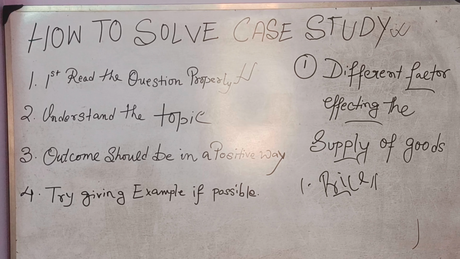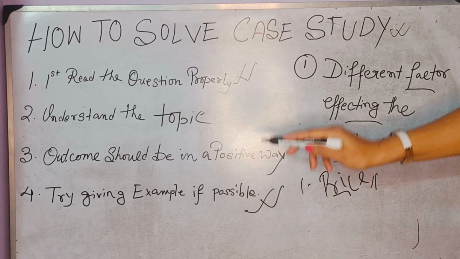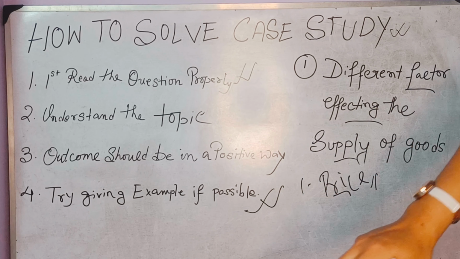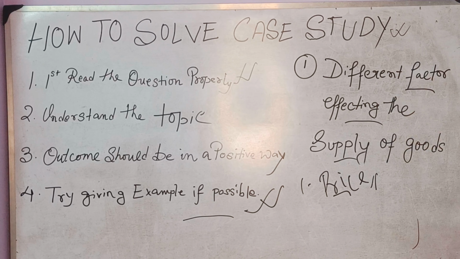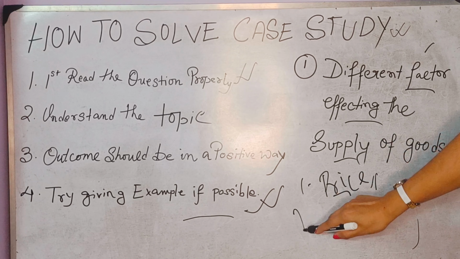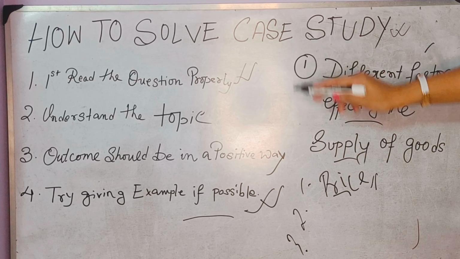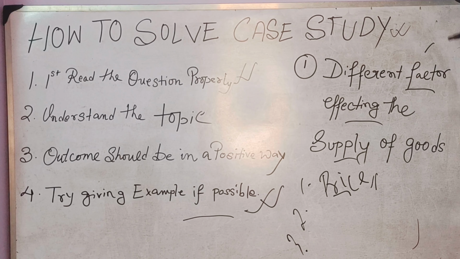And the fourth point, which is the most important point, is to give examples, which will help you to gain more marks. For example, here, different factors affecting the supply of goods. You will tell the factors which you get from the case study, but also give some examples which you think are relevant to this question, which will definitely increase your marks. Okay, so for now I think these points will help you to solve the case studies.